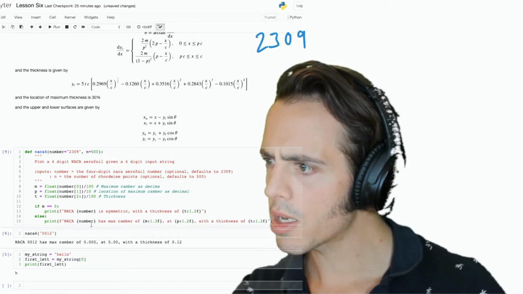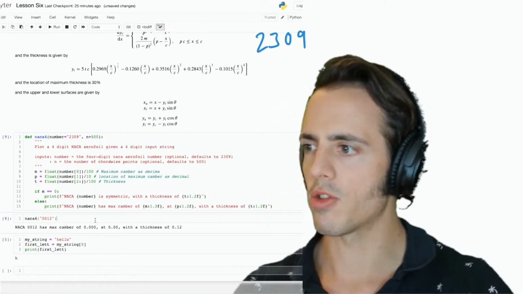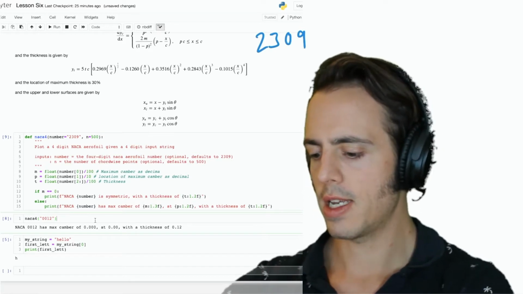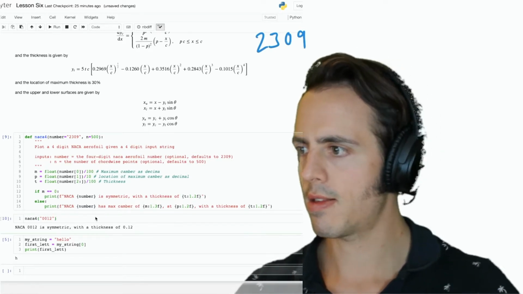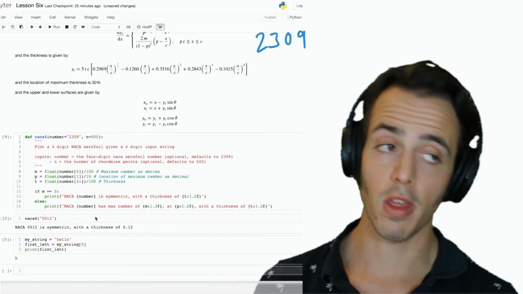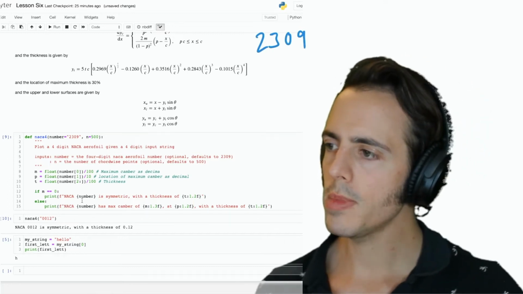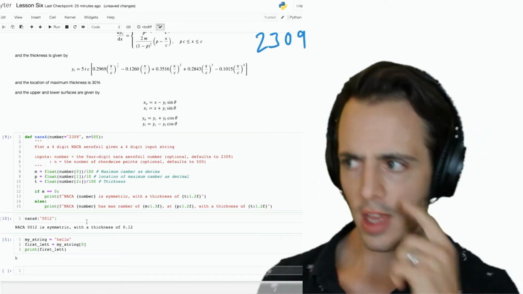That doesn't work. Oh, because I haven't rerun it yet. I've just redefined it. Now let's run this. NACA 0012 is symmetric with a thickness of 0.12. Okay, let's just think about what else we could do.